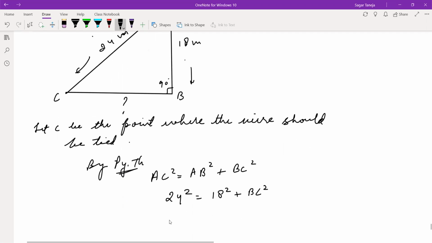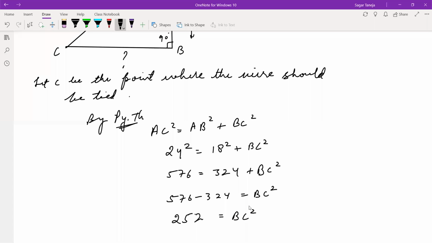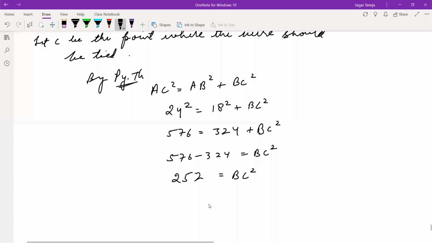That's it. So this is 576 is equal to 324 plus BC square. Then 576 minus 324 is equal to BC square. So it is 252 equals BC square. So Meyansh has written 6 root 7. Let us check. It's 252. Calculate it further and write it in decimal, Meyansh. 252 it is.